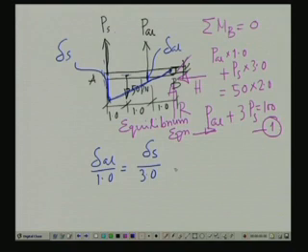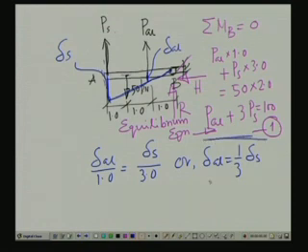or delta aluminum is equal to 1/3 of delta steel. So, you can see now that we have one equation of equilibrium. Now, we have obtained another equation, which corresponds to the compatibility of the deformation, which we call the compatibility equation. So, equation 2 is the compatibility equation.